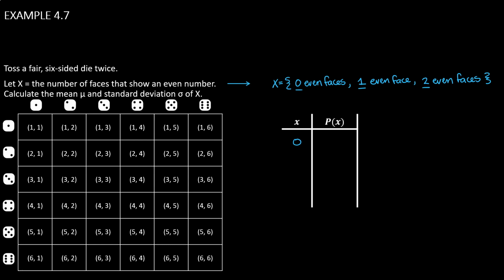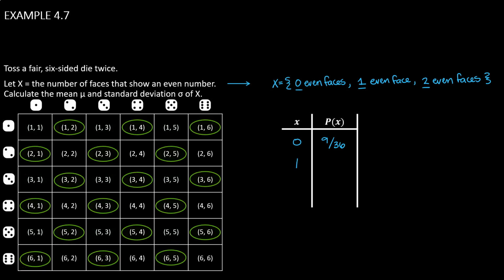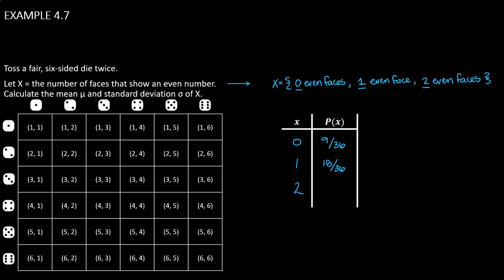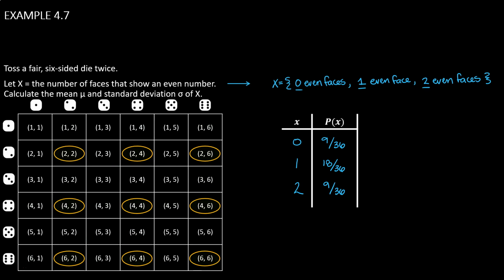So for 0 even faces, we can see that there's a total of 9 possible outcomes that would result in 0 even faces. So 9 out of 36 would be the probability. For 1 even face, we can see that there's a total of 18 possibilities that result in one of the 2 dice having an even face. So that probability is 18 out of 36. And then lastly, 2 even faces happens 9 times, so that probability is 9 out of 36.